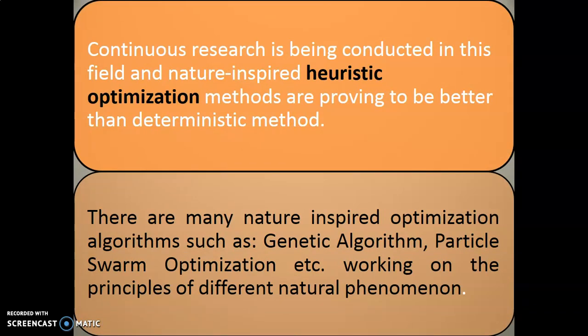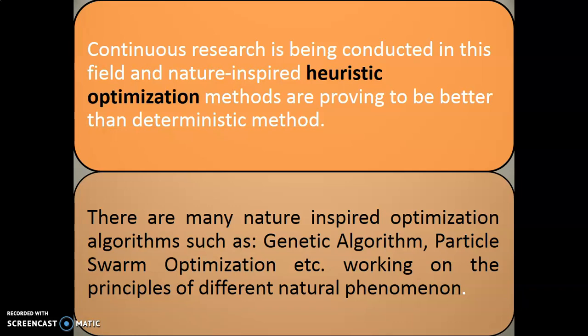Continuous research is being introduced in this field, and nature-inspired heuristic optimization methods are proving to be better than deterministic methods, because deterministic methods are for some fixed kind of solution. They will give you a fixed solution every time. But if your problem is large, deterministic methods are fixed methods. You will apply them as they are. But stochastic methods are techniques you can apply according to your problem. You can set their constraints, you can fix the goal according to your problem. So sometimes we say these are heuristic, or sometimes you will read that these are meta-heuristic algorithms.